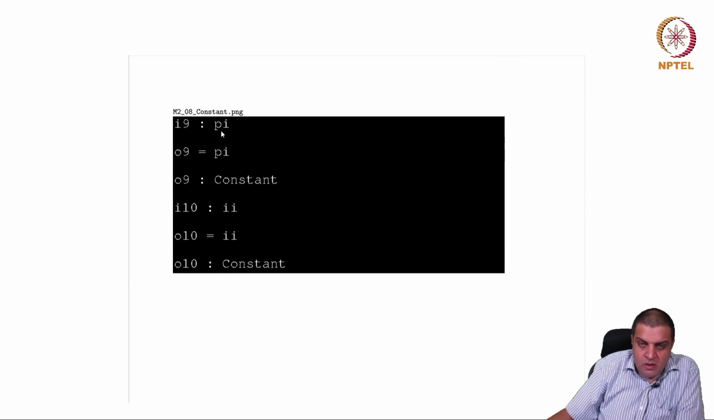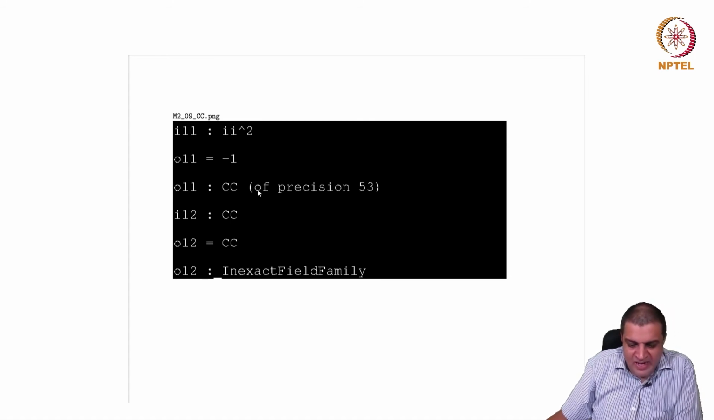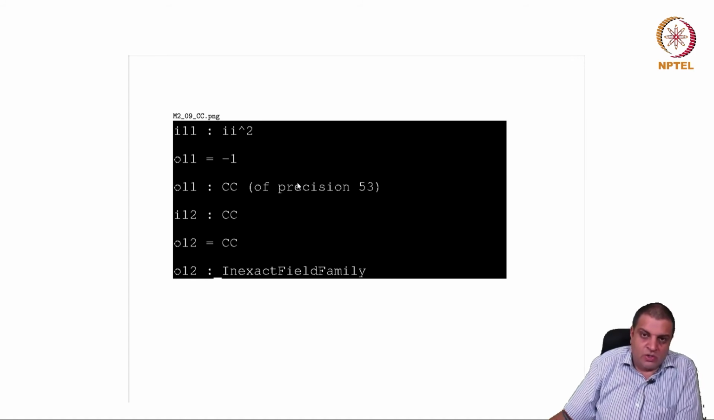Now I ask what is pi, then it says it's a constant. Then I ask what is II, that's also a constant. But what is II? Let's check. I ask II squared. Again, for each input line, it puts the corresponding output, and then it tells you where the output is living. So II squared is -1, and this -1 is not the integer -1. It is considered as a complex number. And again, same precision, for the same reason: complex numbers cannot be written in infinite precision. And CC, again, is an inexact field family, exactly for the same reason as RR is an inexact field family.